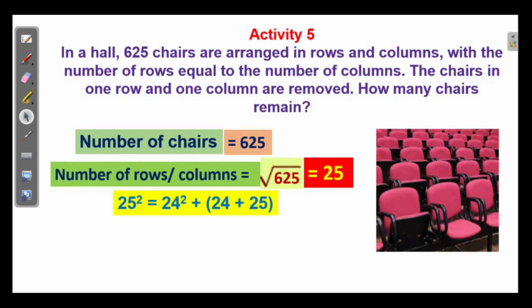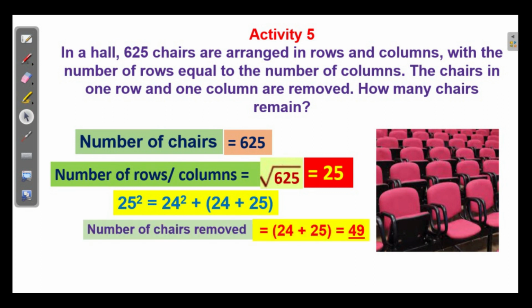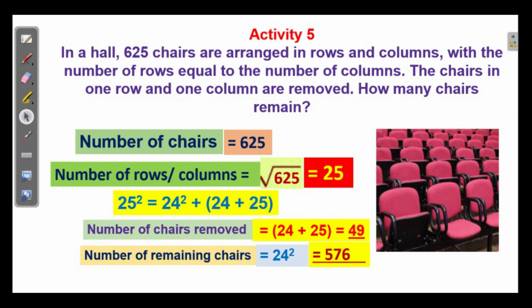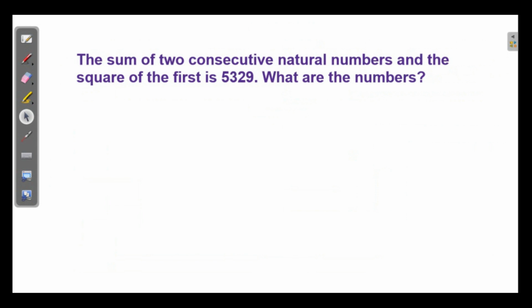We have to bear in mind a pattern we have learned in the last classes, in which we learned that 25 square is equal to 24 square plus 24 plus 25. So, number of chairs removed is equal to 24 plus 25, which is equal to 49. Then number of remaining chairs is equal to 24 square, which is equal to 576.